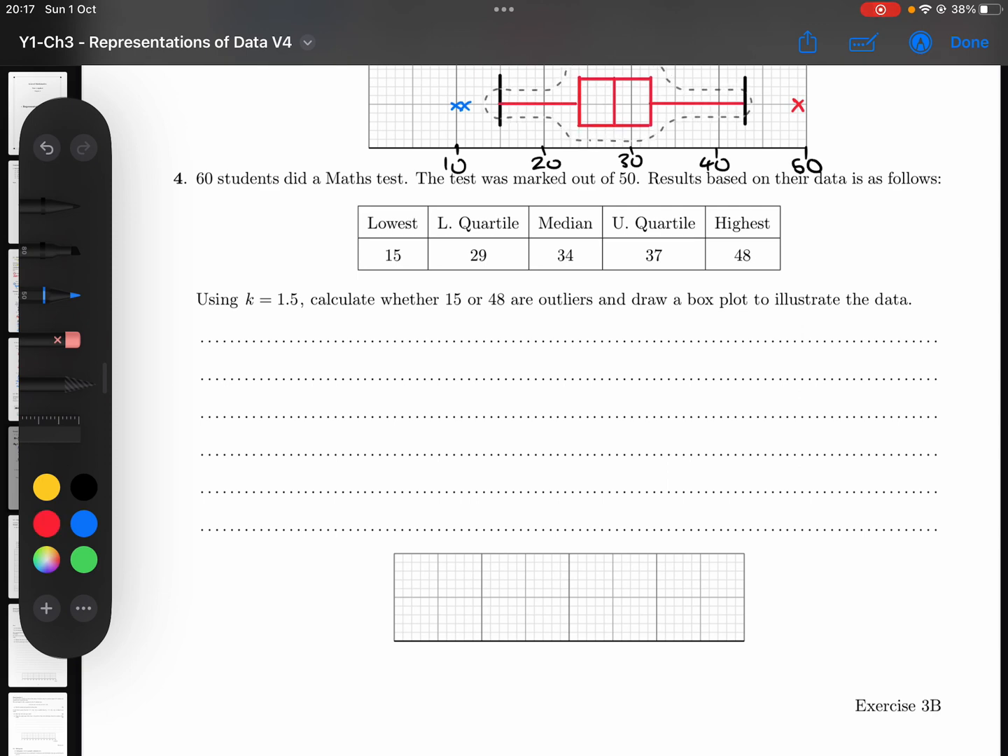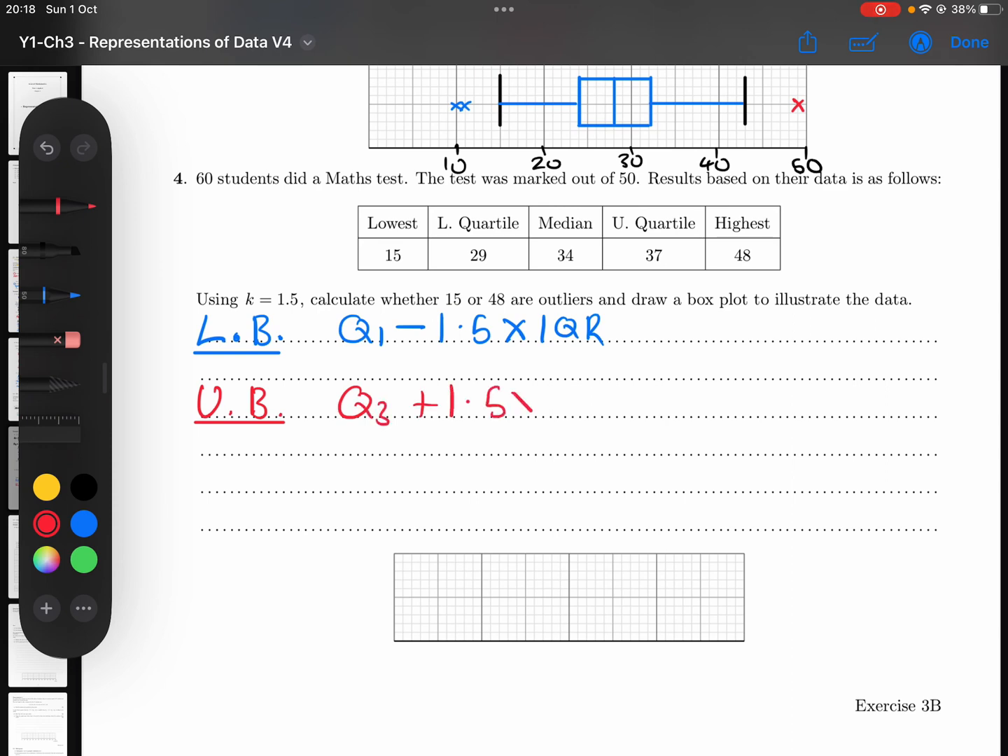Okay, let's remind ourselves we need to work out the lower boundary and the upper boundary. I'm going to abbreviate that to the lower boundary, LB. That is the lower quartile, Q1 minus 1.5 times the interquartile range. And a similar formula for the upper boundary, the upper quartile plus 1.5 times the interquartile range. So let's take a second to work out what the IQR is.